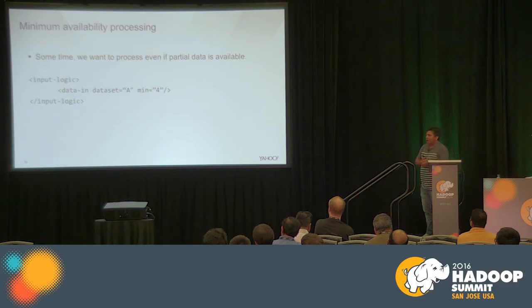Data is not always guaranteed. Sometimes I might have some data missing. We can use min for that. Min specifies the number of input instances needed from the data set for the action to start. In that case, it can start running if the data available for A is more than 4.